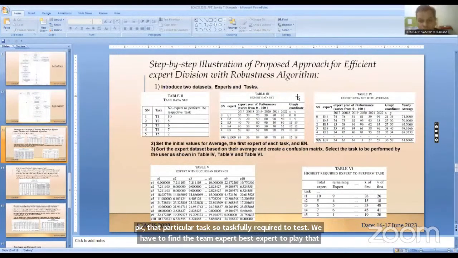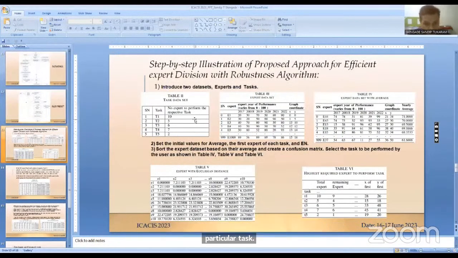So how does our algorithm work? We introduce two data sets, the expert data set and the task data set. For the tasks, T1 to T2 give the number of experts required, for example 12, and the expert data set gives the experts with their yearly performance, and there is a graph coordinate. So we have to find the graph coordinate, then we select the average performance of the yearly data. Then we choose for every task one agent. So if we say in table 6, task 1 needs 10 experts, we select 1 expert, leaving 9, and now our job is to find the 9 experts, the subset of that particular agent. We perform this with the confusion matrix.